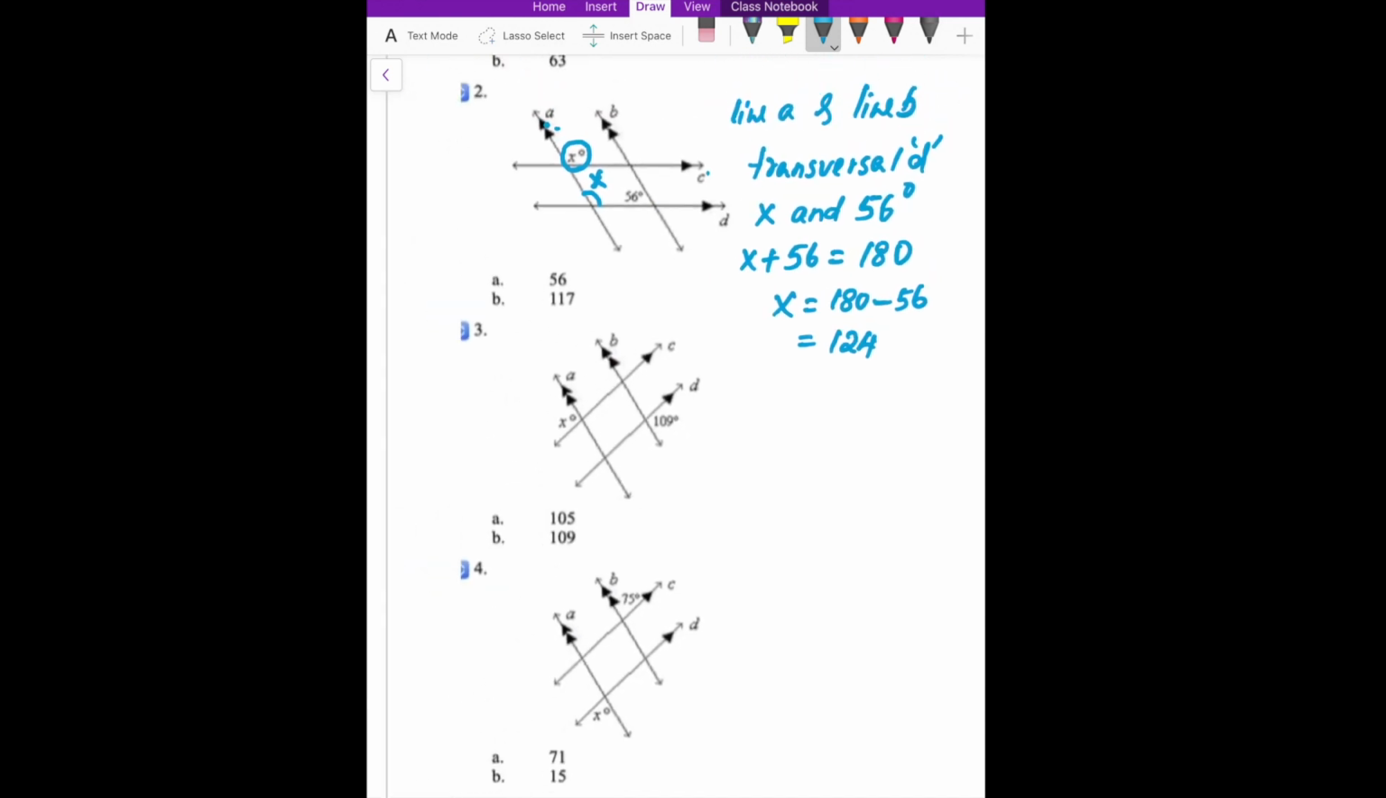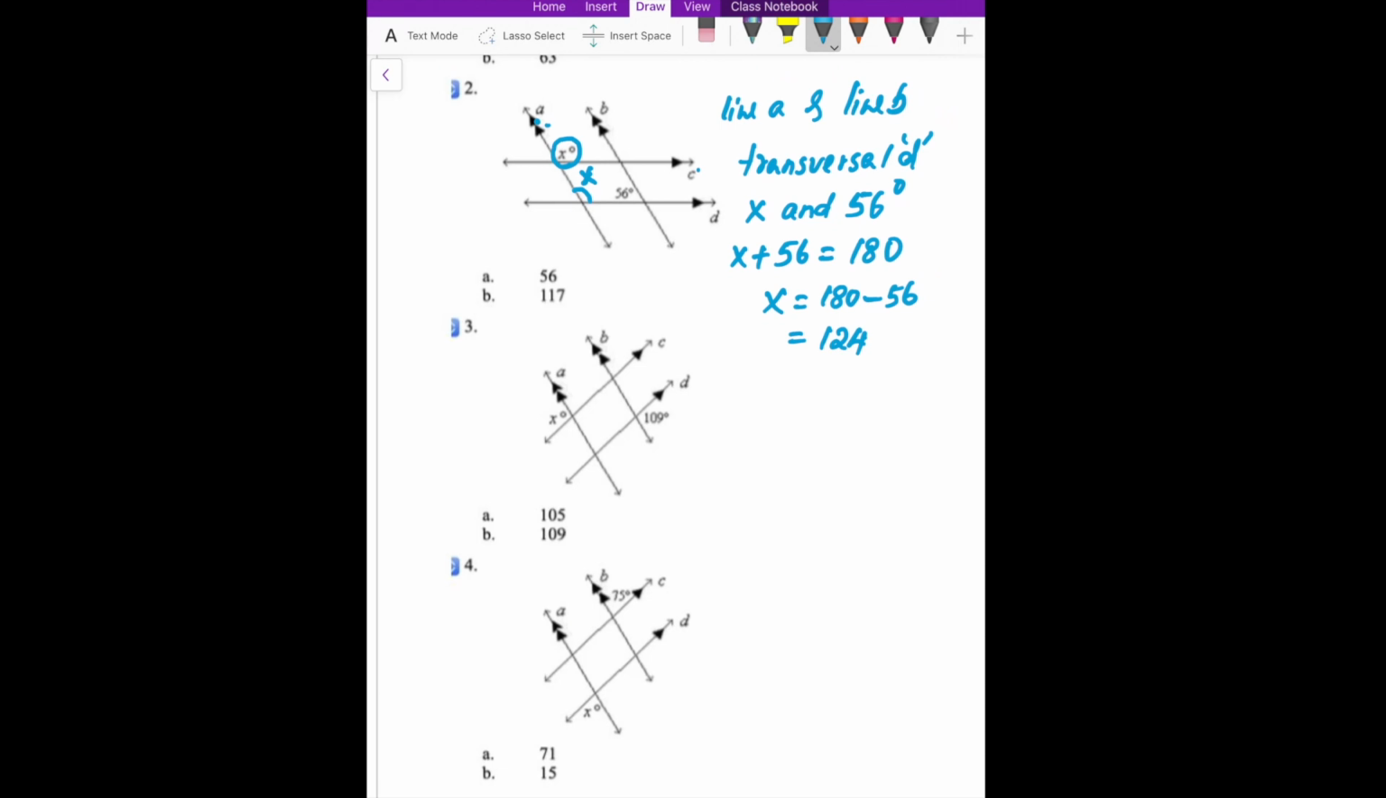So number 3, they gave you an angle. You can see again in this problem also we have two sets of parallel lines. Line C is parallel to line D, line A is parallel to line B. So they gave you 109 degrees here. So what is the corresponding angle of 109?